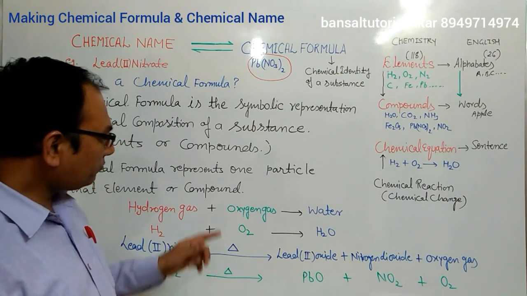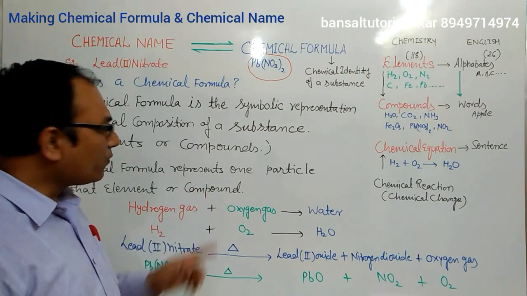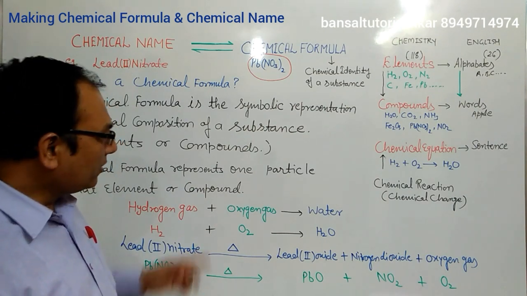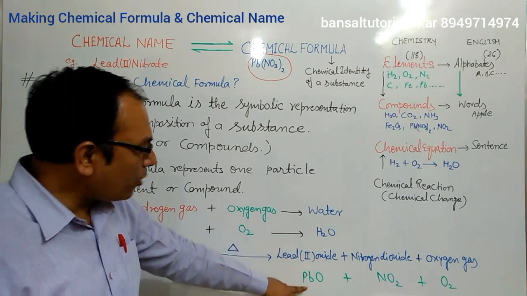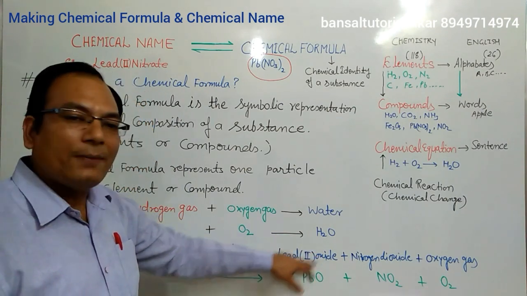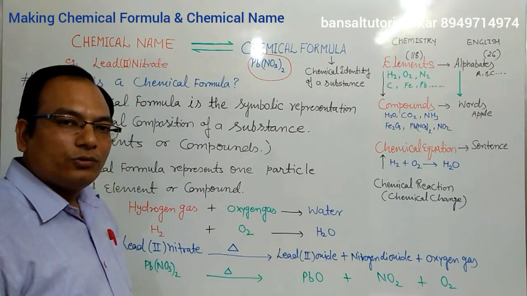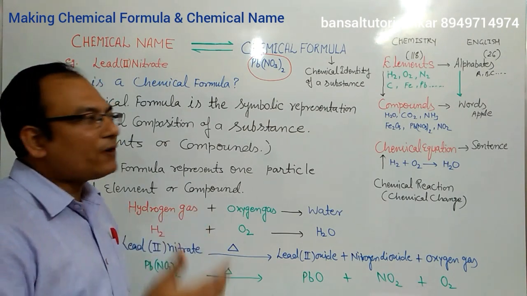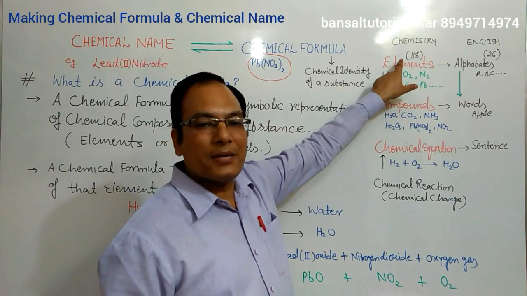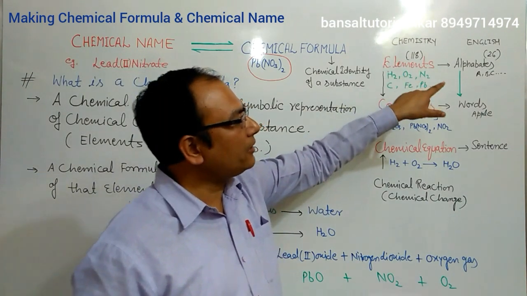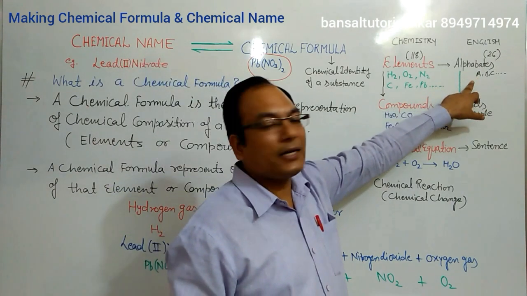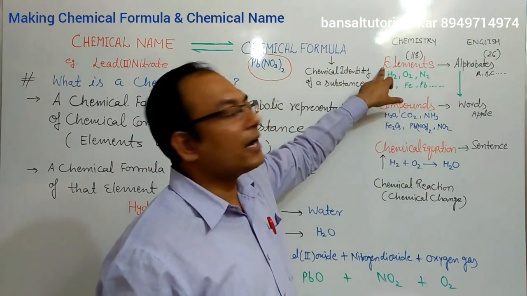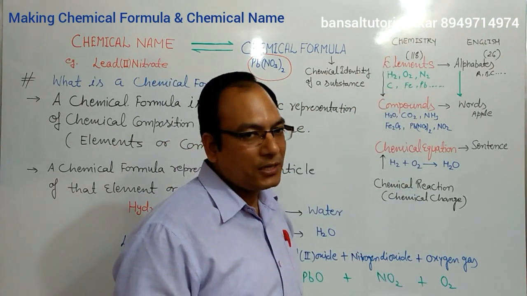So students, I think you have understood the meaning of the chemical formula. One more thing, you can see that each compound is actually made up of different types of elements. So we can say that the elements are the alphabets of the language of chemistry. Just like in the English language, 26 letters make the whole language of English. In the same way, elements are the alphabets of the language of chemistry.